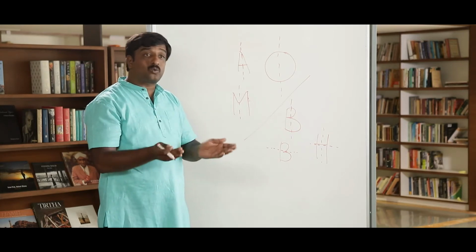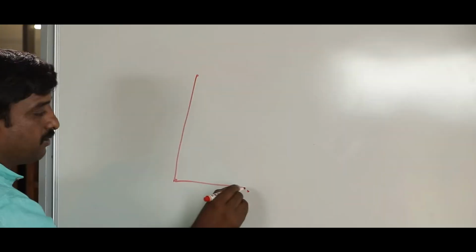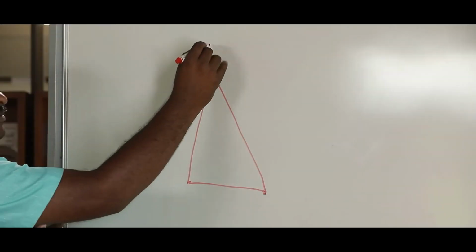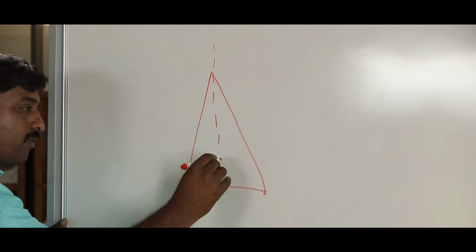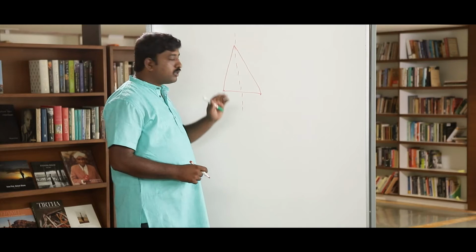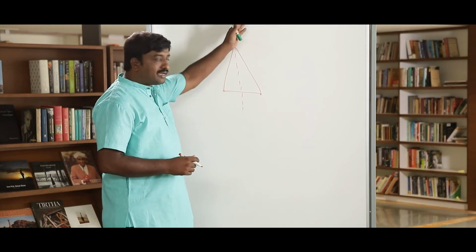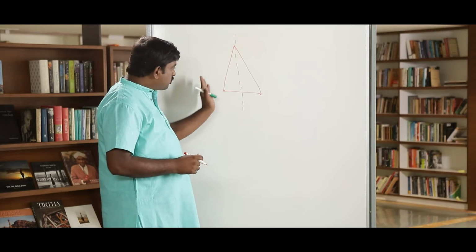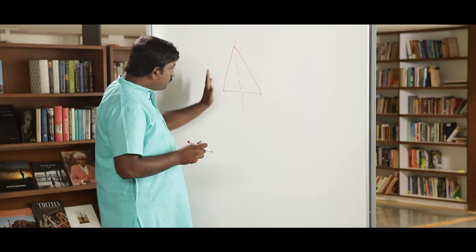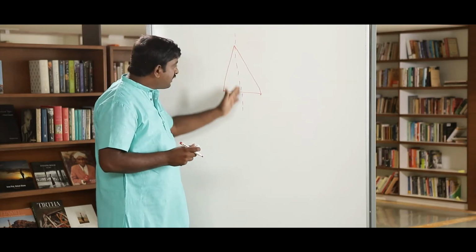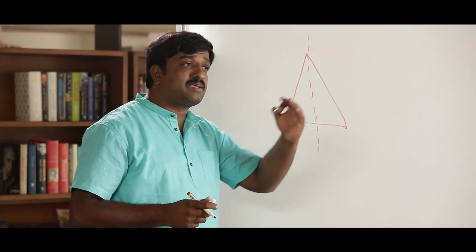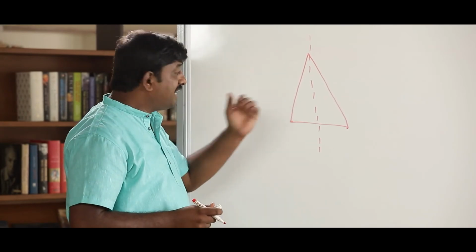We can see symmetry in other shapes as well. This is a triangle. This is how we see symmetry in these shapes. When we divide this triangle vertically, we can see two parts. One part matches the other. The line which divides the shape into equal parts is called the axis of the symmetry. This is what is known as axis of symmetry.